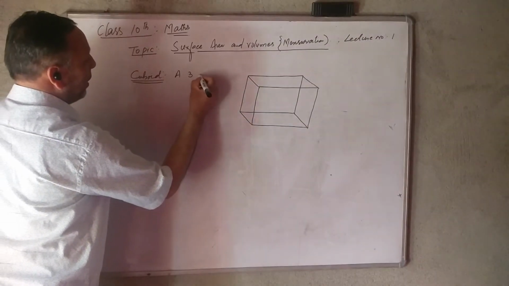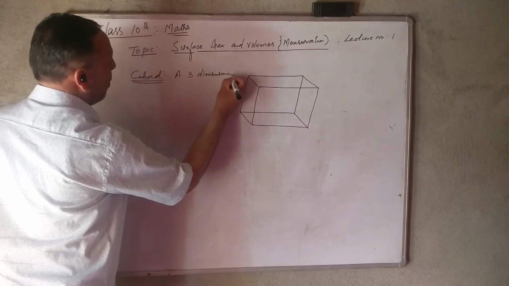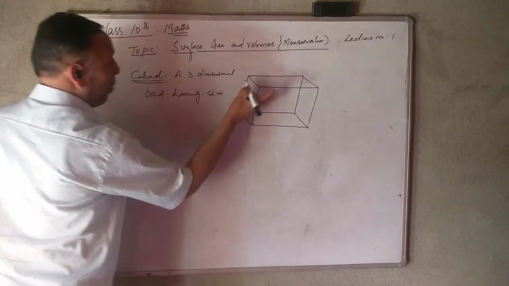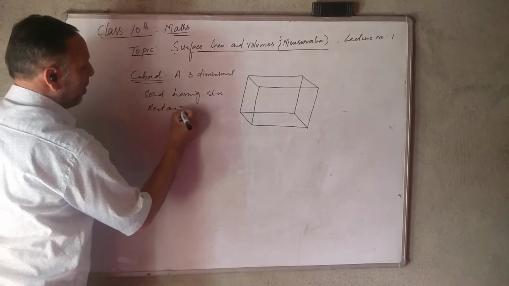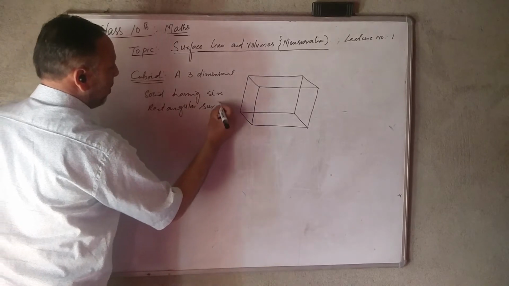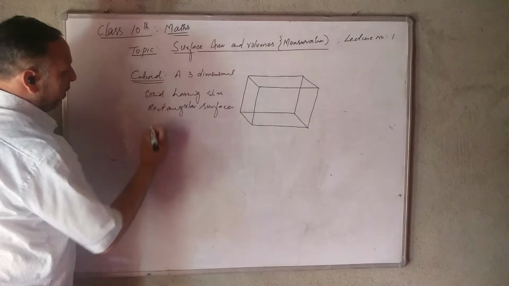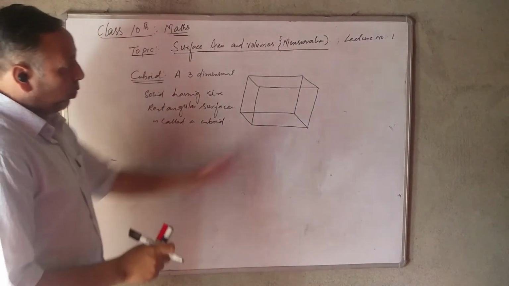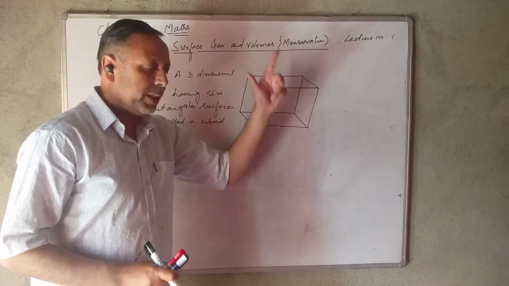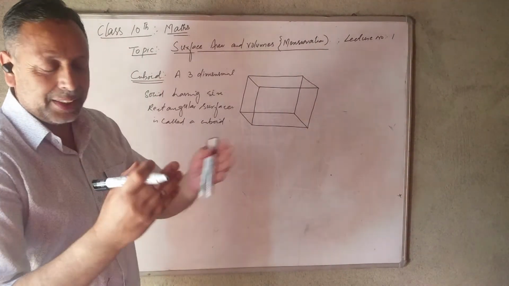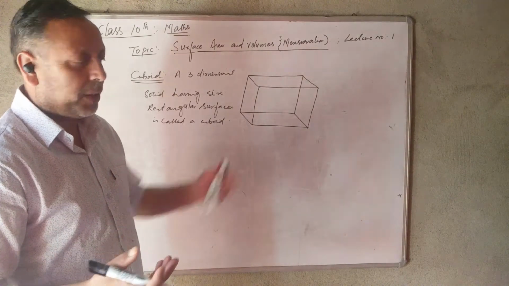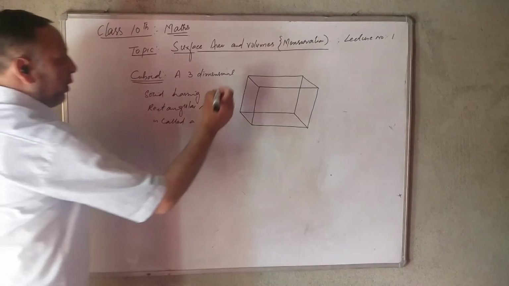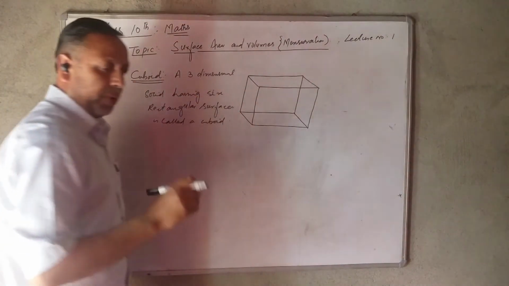A three-dimensional solid having six rectangular surfaces is called a cuboid. Cuboid has six rectangular surfaces. For example, you may take your geometry box. It has six rectangular surfaces. Or for that matter, a wooden box having six rectangular surfaces is an example of a cuboid. Now, that means the length, breadth and height of a cuboid are different.